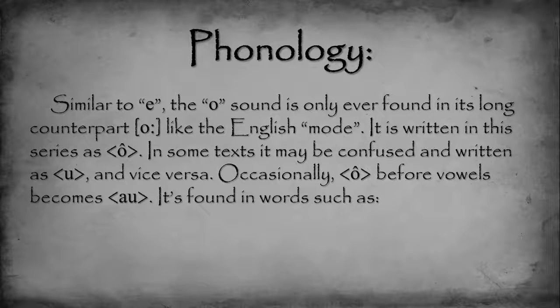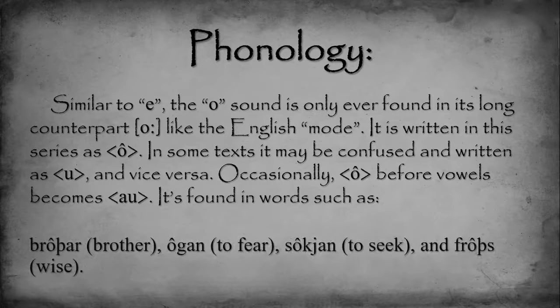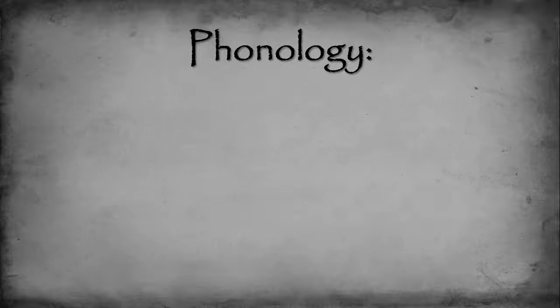Similar to E, the O sound is only ever found in its long counterpart, like the English mode. It's written in this series as O with a circumflex. In some texts it may be confused and written as U and vice versa. Occasionally, long O before vowels becomes AU. It's found in words like brothar, meaning brother, ôran, meaning to fear, sôkjan, meaning to seek, and frôths, meaning wise.